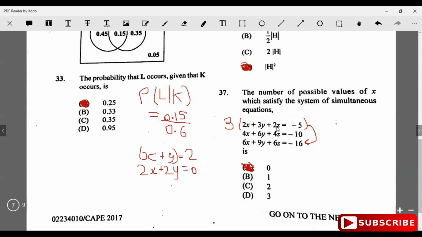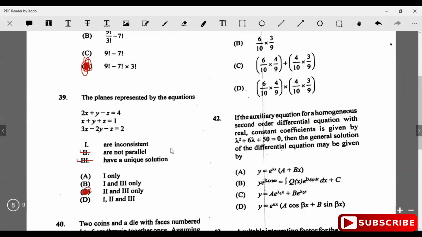2x plus 3y plus 2z. If you multiply it by 2, you get 4x plus 6y plus 4z. So yes, these lines are parallel. So 1, 2, 3, all of these lines are parallel. Now, if you're to look at these lines, none of them are scalar multiple of each other. And so they can't be parallel. That makes sense?